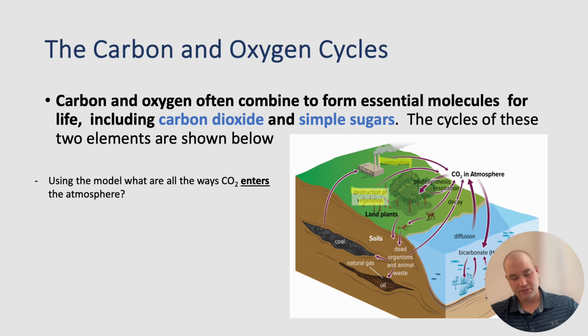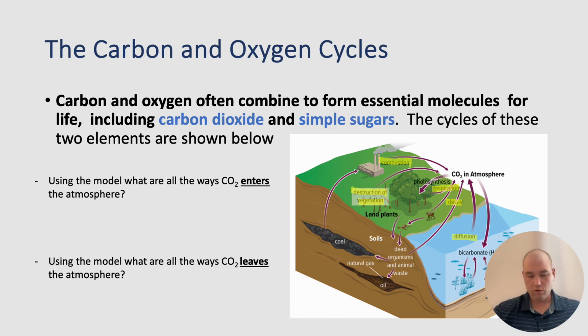We also have the destruction of vegetation. When we burn or even destroy vegetation, we're releasing that into the atmosphere. Another one we have is respiration. When we breathe out, we are producing CO2 that enters into the atmosphere. Another one we have is decay. So when an organism dies, that carbon is released from that animal in the form of CO2, which is released in the atmosphere. The last one we have is diffusion, going from the water of the oceans into the atmosphere. So these are different ways that we can add CO2 to our atmosphere.